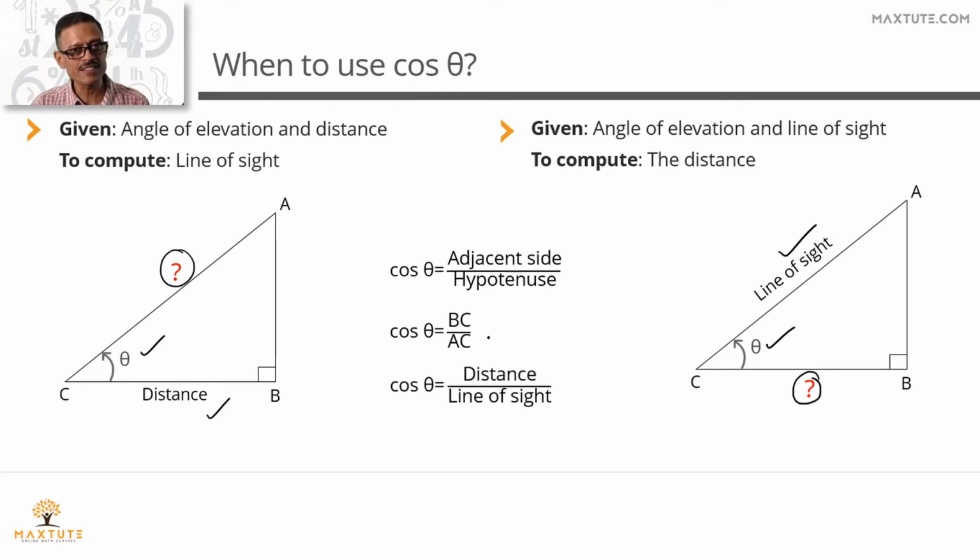So what are BC and AC in heights and distances? BC happens to be the horizontal distance. AC happens to be the line of sight. So if you know the angle of elevation and if you know one of these two, either the distance or the line of sight, to compute the other, we'll be using cos theta.